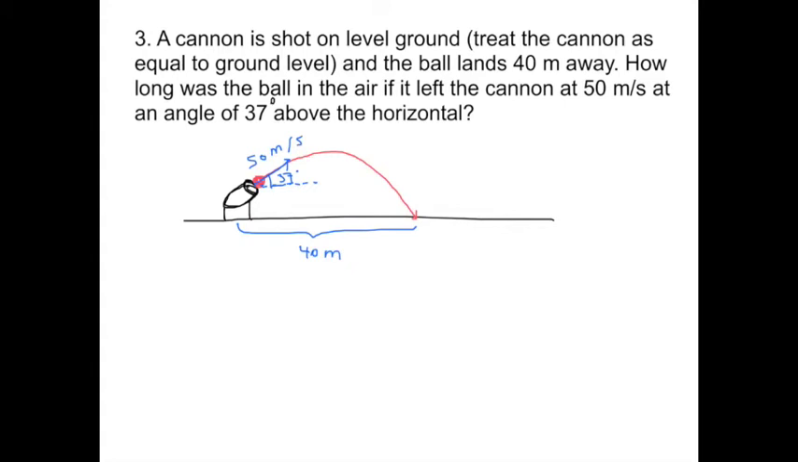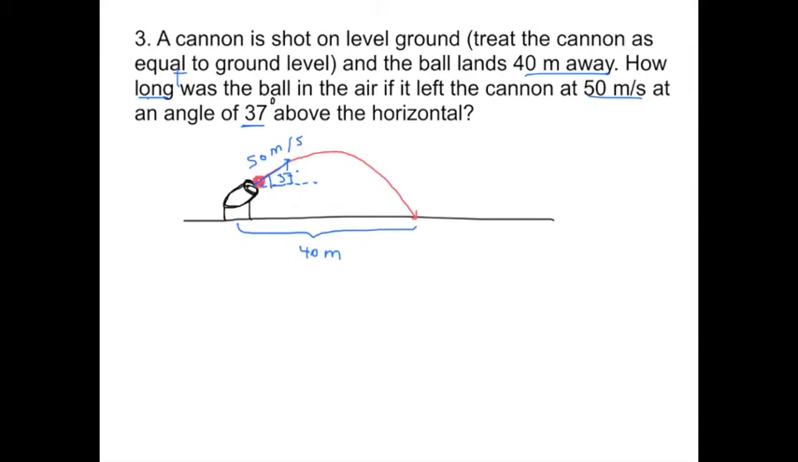Projectile practice number 3. A cannon is shot on level ground, so we're treating the cannon as equal to ground level. That means the object lands at the same vertical position from which it takes off. The ball lands 40 meters away. How long was the ball in the air? So we're looking for total time, if it left the cannon at 50 meters per second at an angle of 37 degrees above the horizontal.